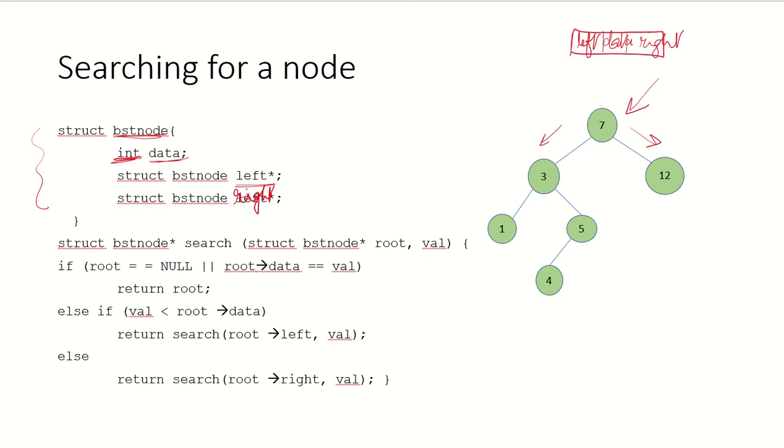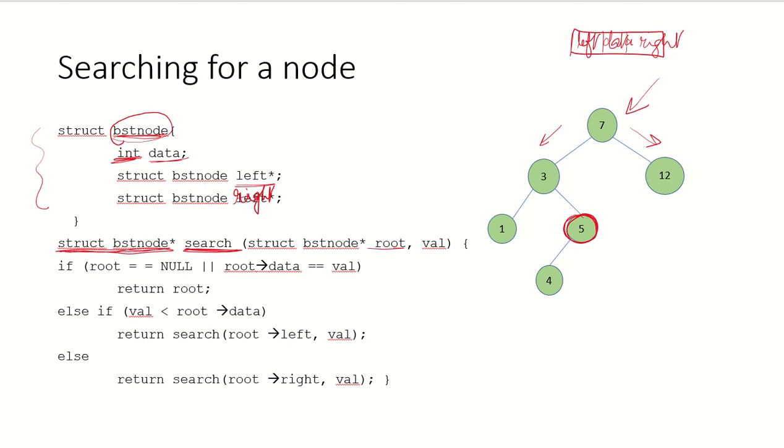In case there is no child, then that pointer would be having a null value. So if we want to do a search operation in a tree, this is a function that we have created, and it is going to return a pointer of the BST node type, because it is going to return the address of the node where that value exists. Suppose the value that we are looking for is 5.